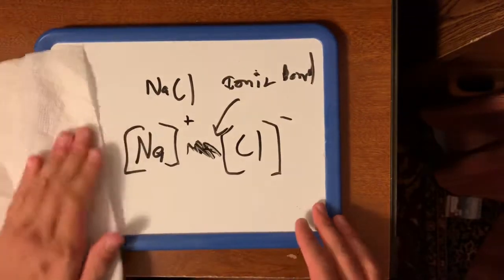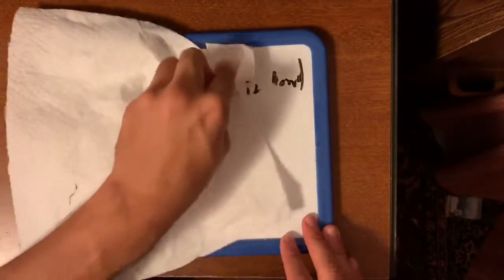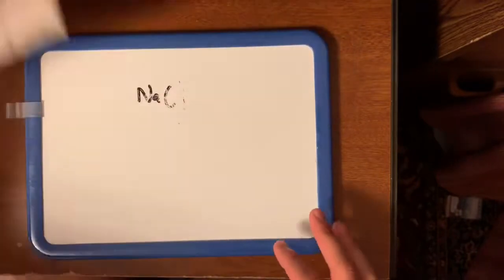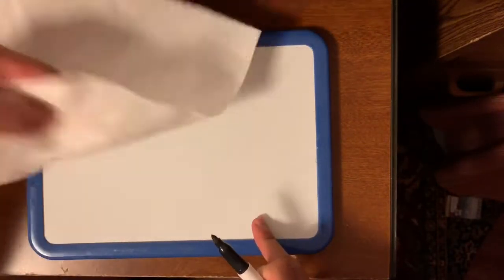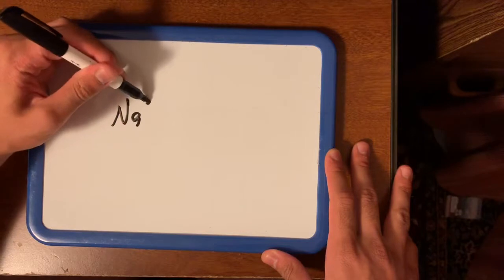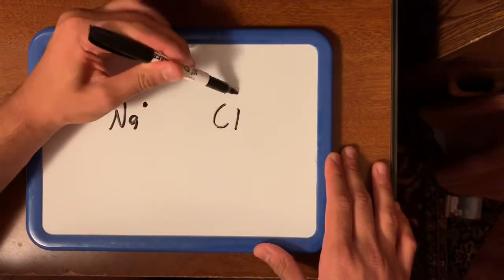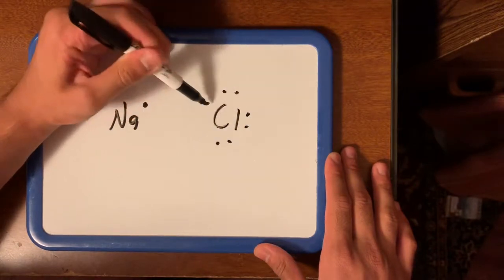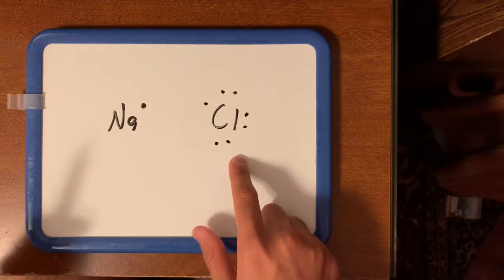Now, the way this happens is that, if we look back, all atoms are trying to fill the outermost shell. It's called the octet rule. They want to have 8 valence electrons in the outermost shell. If we look at sodium, it has 1 valence electron. I'm using the Lewis dot structure for these. Chlorine has 1, 2, 3, 4, 5, 6, 7 valence electrons. In order for chlorine to have 8 valence electrons, it needs 1 electron.